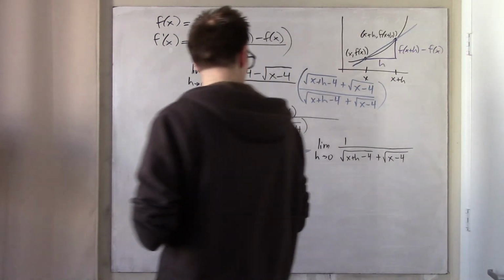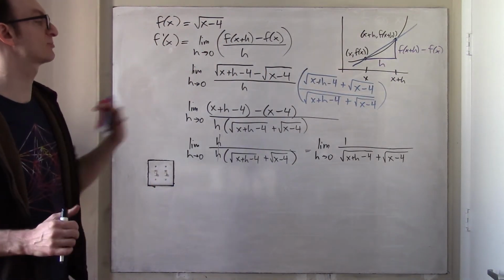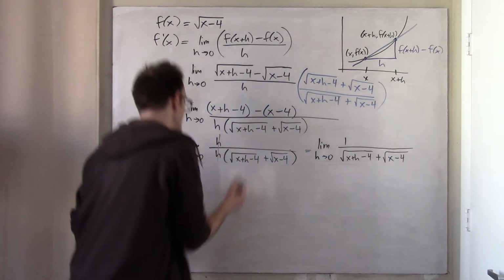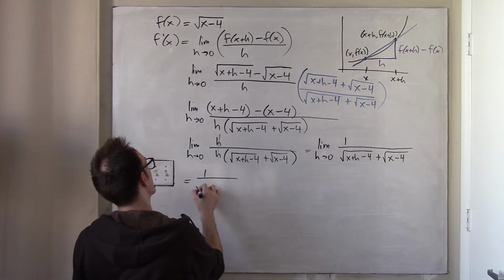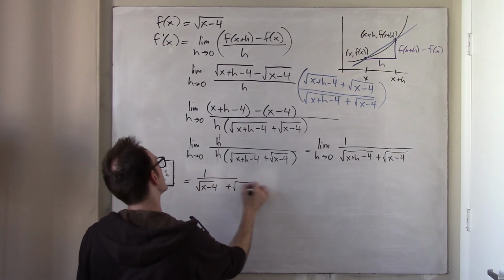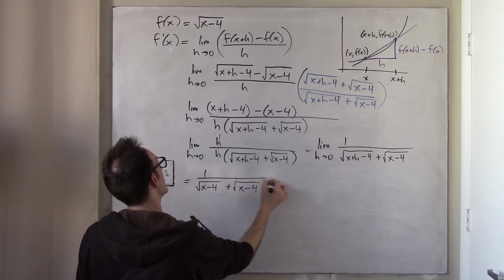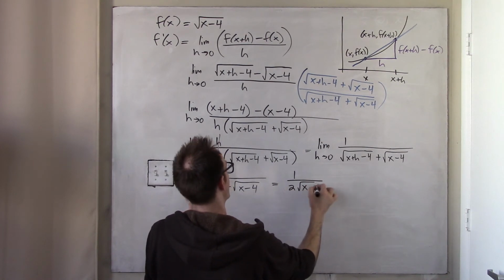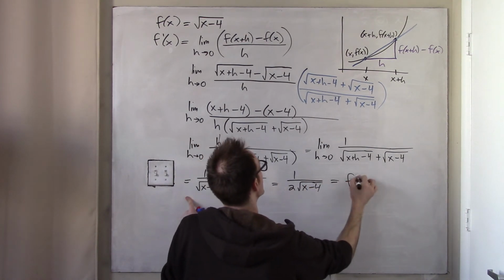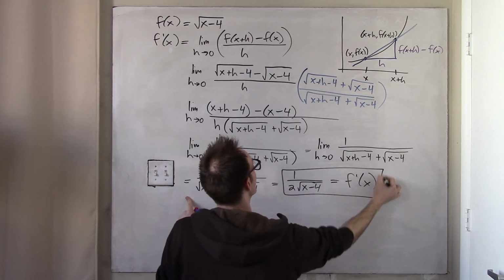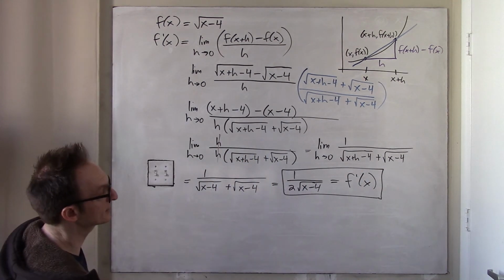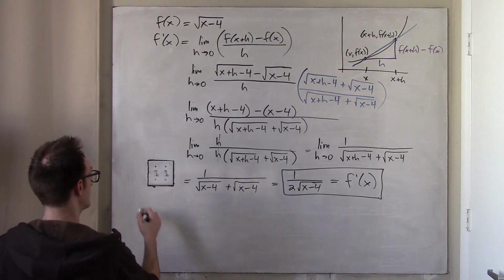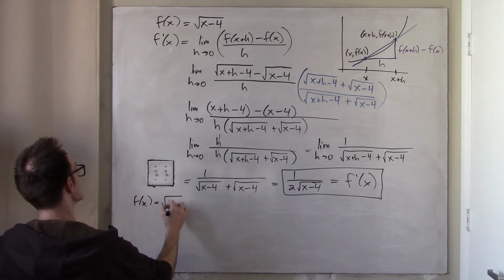And that is now no longer indeterminate, so I can just plug in 0 for h. And if I plug in 0 for h, my answer is 1 over root x minus 4 plus root x minus 4. And this can be just written as 1 over 2 root x minus 4. And so this is what we say is the derivative of this function. Okay, so that was a little bit of a harder example because it's not a polynomial. Can we make some sense of this? I think we can by graphing this function.